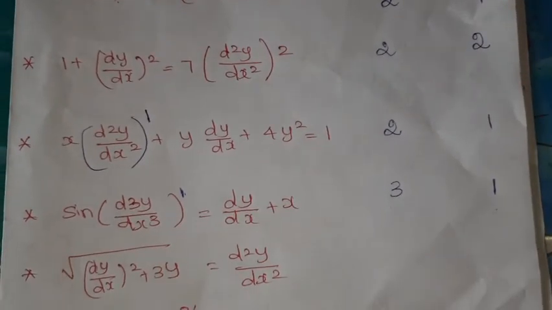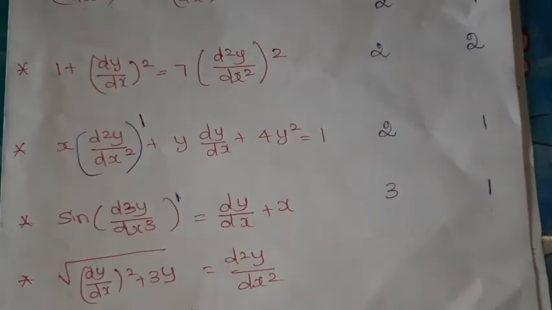Then move on to the next example. What is that? Square root of (dy by dx the whole squared) plus 3y equal to d squared y by dx squared.